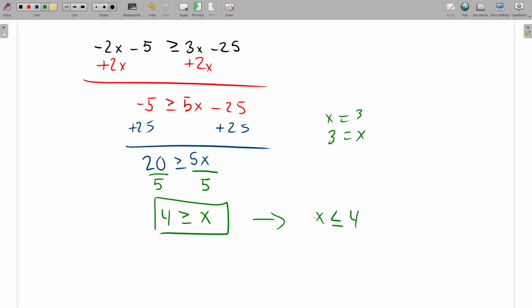Alright, so in the next episode of the linear series, we're going to look at graphing these solutions that we came up with. So be on the lookout for that.